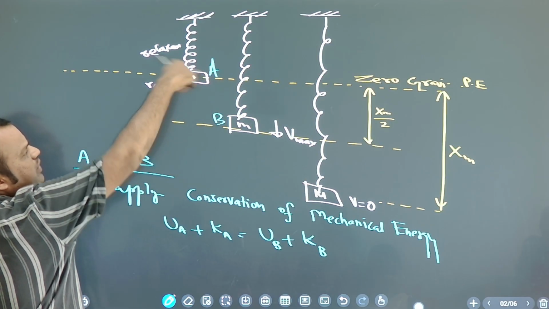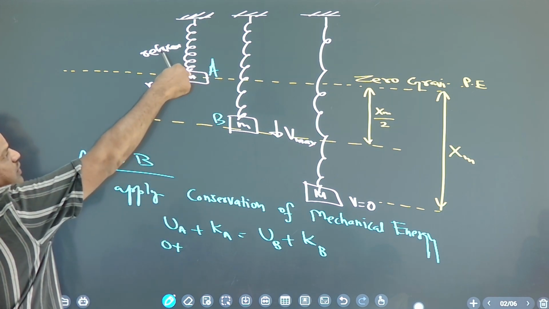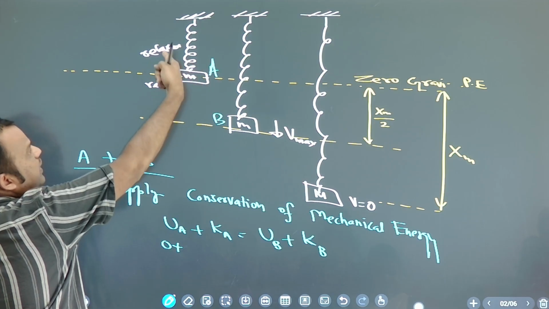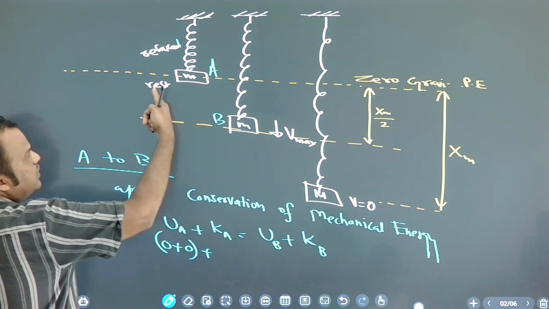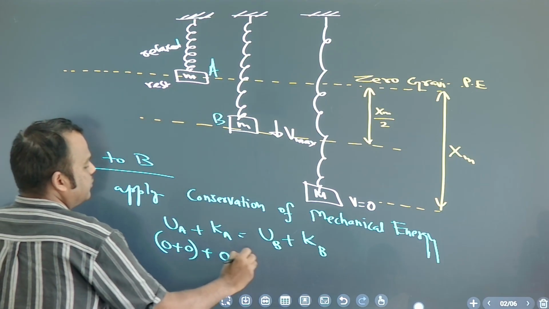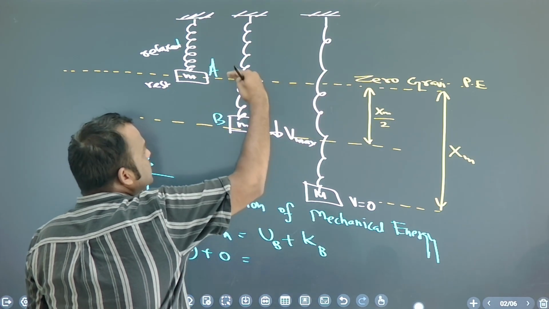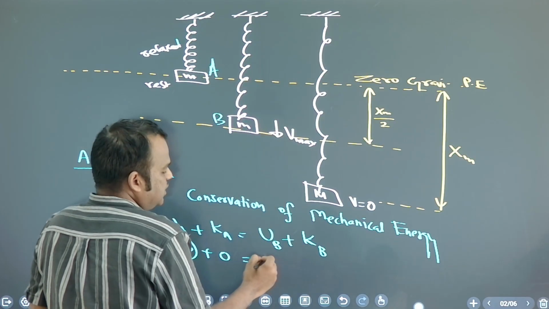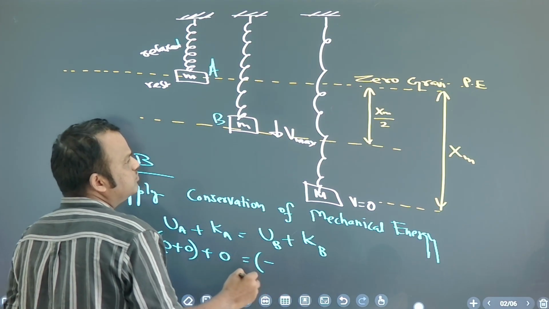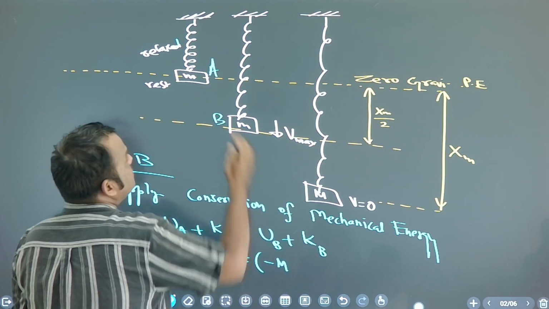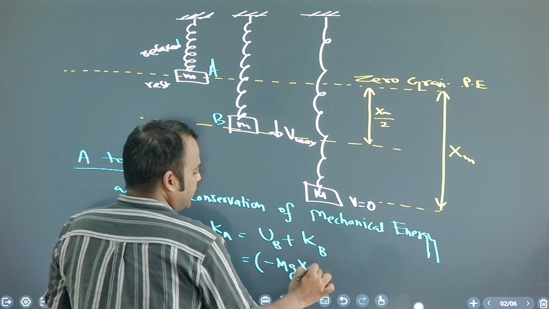First you tell gravitational potential energy UA. 0. Spring potential energy, relaxed. 0. Spring potential 0. Kinetic energy 0. Good. Now come to B. Gravitational potential energy, plus or minus? Minus. Mass is m. mg xm by 2. X max by 2. Very good.